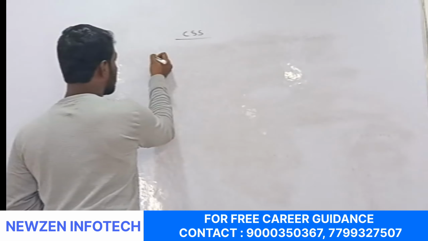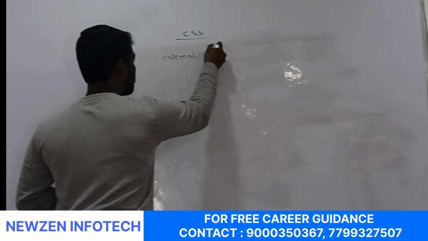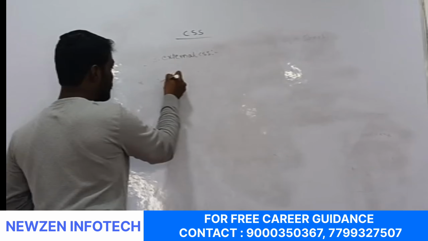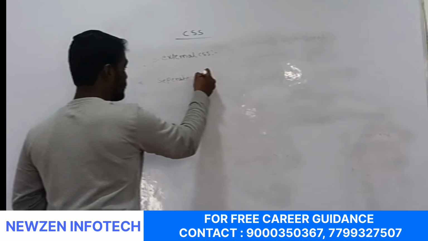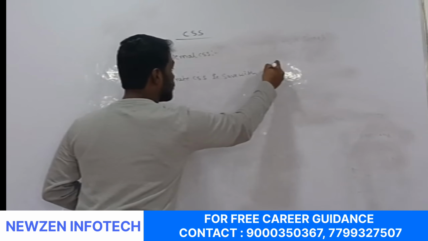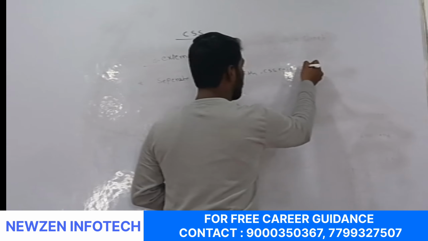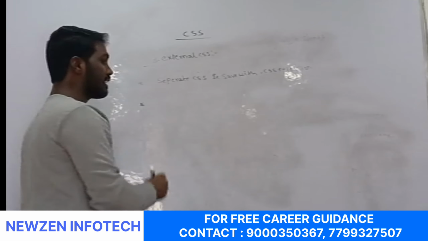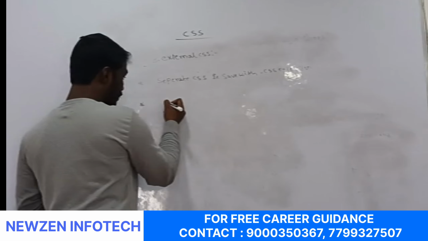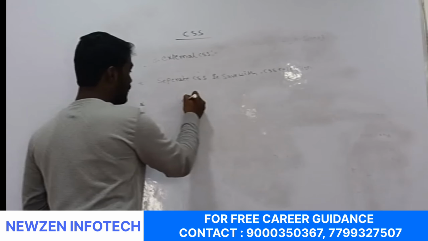The external CSS is nothing but, here I'll write external CSS. In external CSS, we have to create a separate CSS file and save it with the .css extension. After that, whatever styles we are providing, we can write in that separate CSS file, and we have to link that HTML file with the CSS file by using the link tag.